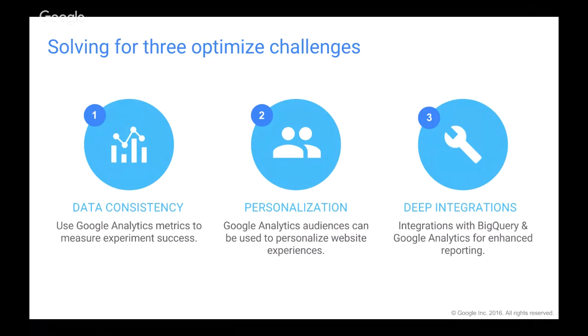It has integration with Google Analytics, so you can use metrics and parameters from Google Analytics to measure the success of the experiment, and you don't need to set up any other metrics. Second, if you're using the paid version of Optimize, you can use audiences from Google Analytics that you've already created and set up. And the third thing is Optimize has integration with BigQuery, Google Analytics, AdWords, and AdSense. So it's way easier to do reporting, targeting, and using the results.